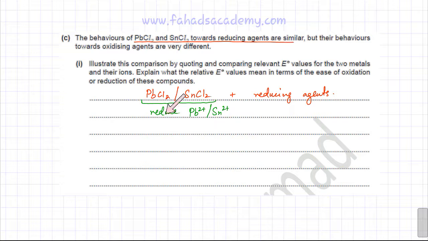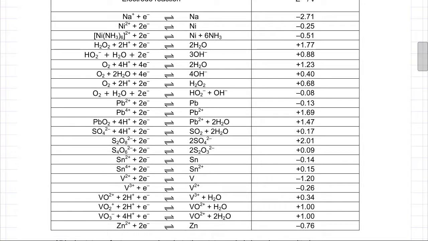So what does reduction mean? Reduction means gain of electrons. So I'm going to look at the data booklet and figure out an equation where either lead ions or Sn2+ are getting reduced. So I have to refer to the data booklet. And here's my data booklet, and I'm going to look for equations where Pb2+ or Sn2+ are getting reduced, which means that they are gaining electrons.